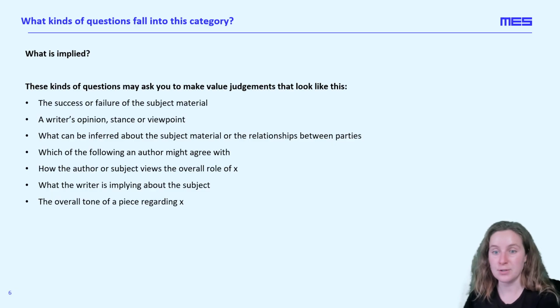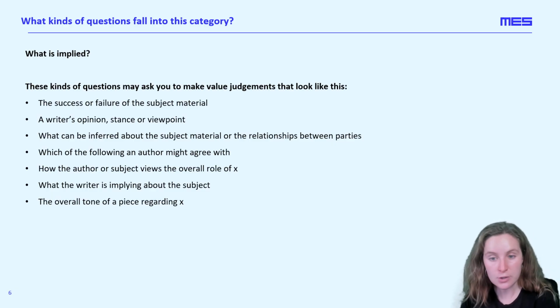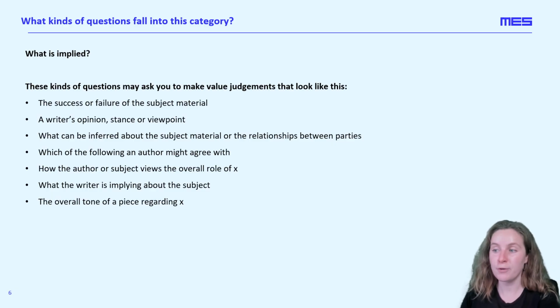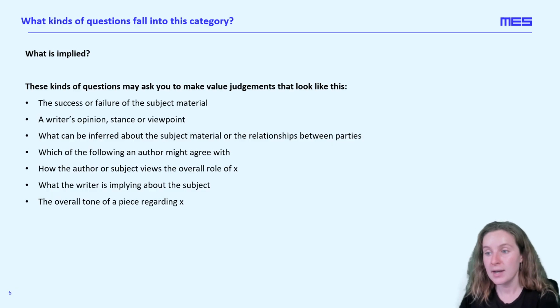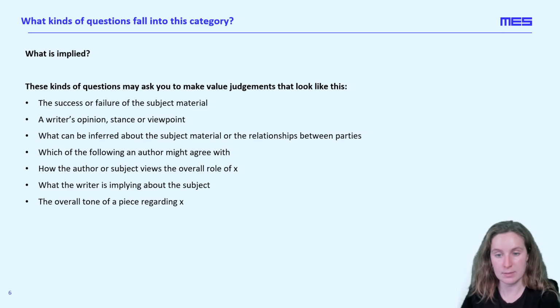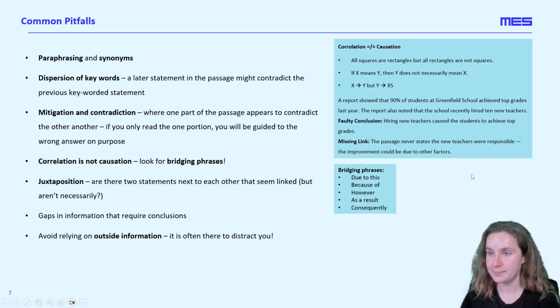So these are the types of questions where they may ask you to make value judgments that look like this: the success or failure of the subject material, a writer's opinion, stance or viewpoint, what can be inferred about the subject material or the relationships between two different things, which of the following an author might agree with, how an author or subject views the overall role or views X, what the writer is implying about the subject, and the overall tone of a piece regarding a specific topic.